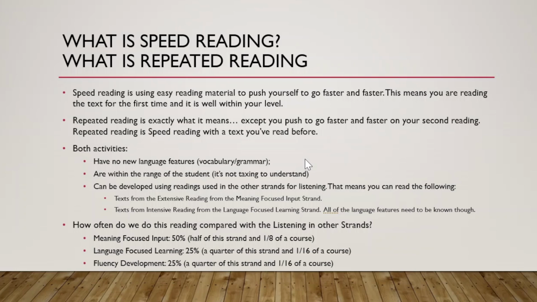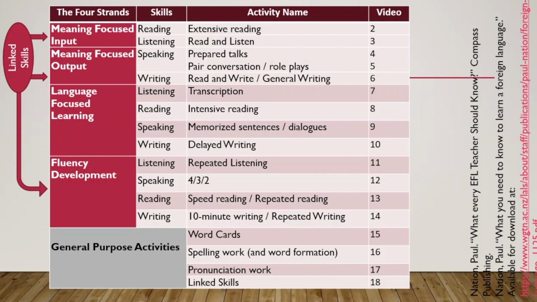Now, if you compare fluency reading, as in speed reading and repeated reading, to the other strands with reading, so how much time? So for example, if you do a total of 2 hours a week of extensive reading, that means that you have 2 other hours in the week where 1 hour is for intensive reading and 1 hour is for speed reading. So reading back over that extensive reading that you did. We're just talking about reading.